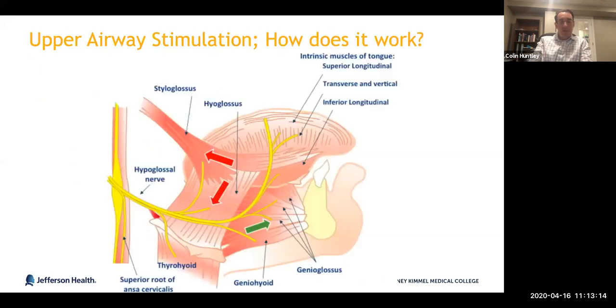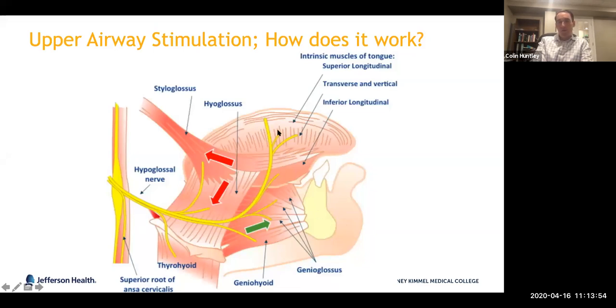So the concept of upper airway stimulation is to take advantage of the neuroanatomy and neurophysiology of the hypoglossal nerve. This is just a diagram of that hypoglossal nerve and the C1 branch heading off to the ANSA here. And you can see the extrinsic muscles of the tongue demonstrated here. So the styloglossus and hyoglossus, these are retrusors, meaning they pull the tongue backward. And the genioglossus here originates at the mandible and then inserts into the tongue itself, and that pulls the tongue forward.